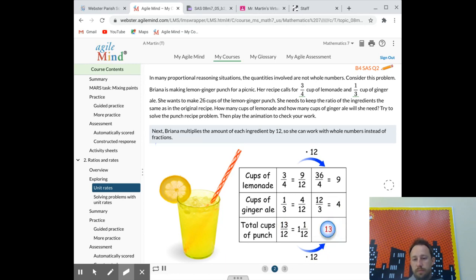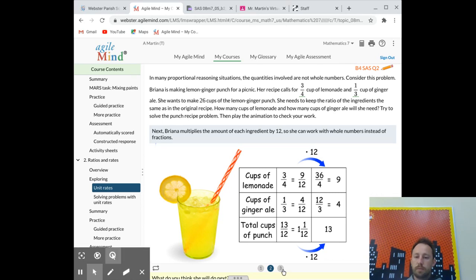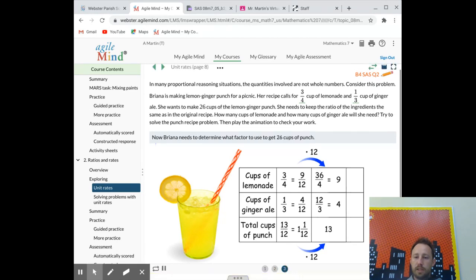Mr. Mar, what question is this? This is in question 2 on your workbook. All right. And so let's see what she did for number 3.